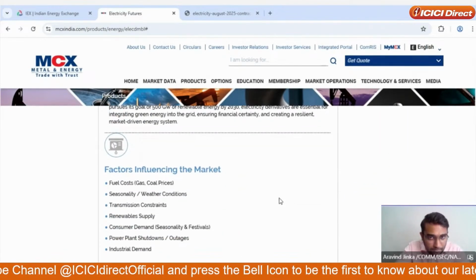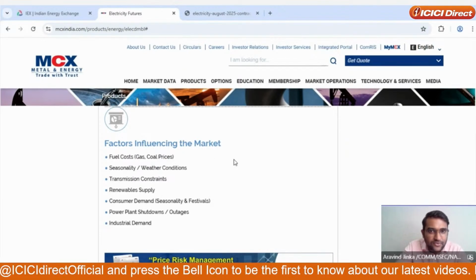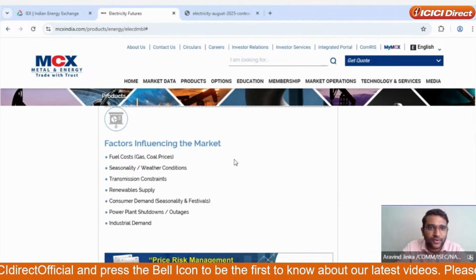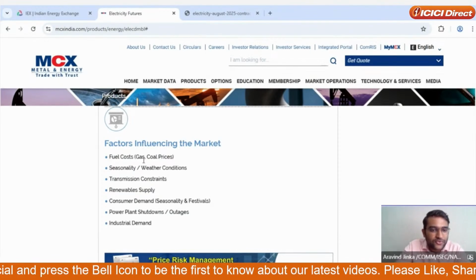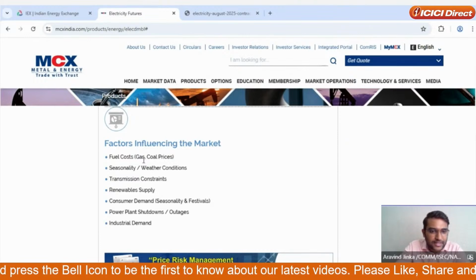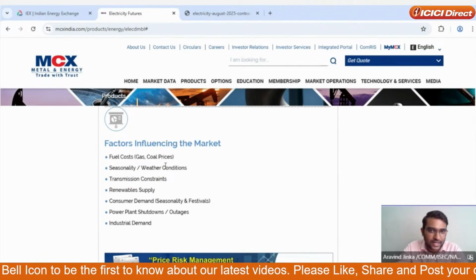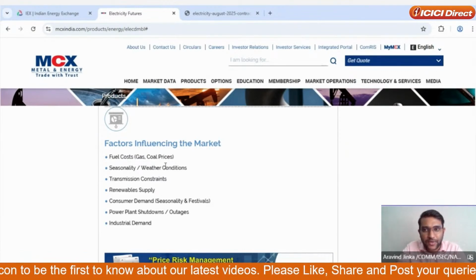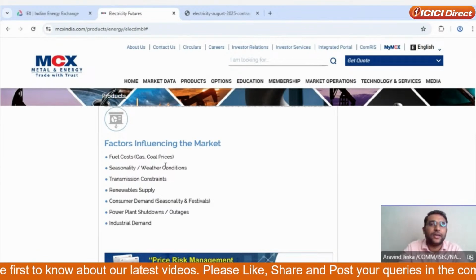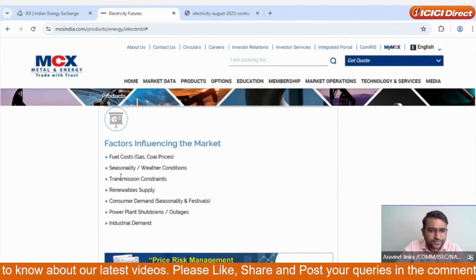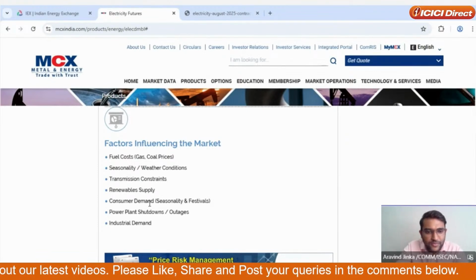The main important thing that I wanted to highlight again towards the end of the session is the factors influencing the market. Since we're trying to relate to this electricity futures contract as we use it on a daily basis, it is also the fuel costs that are impacting the electricity prices, and the weather conditions. During different seasons there will be different consumption. During the summer months, the consumption will be huge because of a lot of use of air conditioners and more electrical appliances. There are also transmission constraints, renewable supplies, and consumer demand.